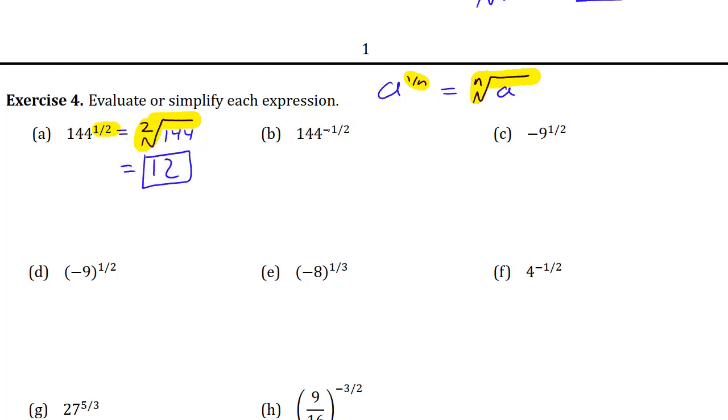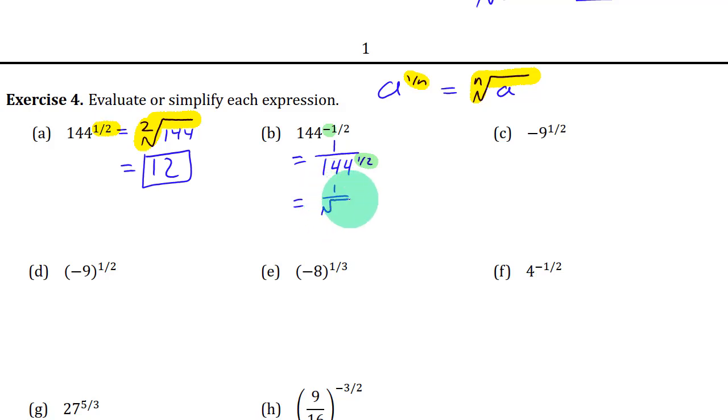If you have a negative 1 half power, well, the negative means it goes in the denominator. That's what G.1 was all about. Hopefully you got some practice with that. So that's what the negative does, is it puts that in the denominator. Now that 1 half power means the square root of 144, which we just figured out was 12. So it becomes 1 over the square root of 144, which is 1/12.